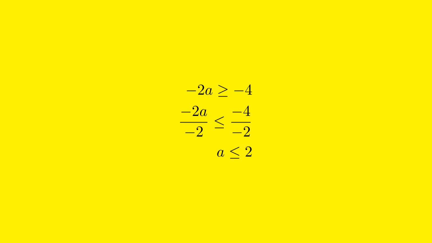In interval notation, this solution can be represented as the interval from minus infinity to 2, including 2. This is written as open bracket minus infinity, comma 2, closed bracket. To summarize, the solution to the inequality minus 2a plus 5 greater than or equal to 1 is a less than or equal to 2, and in interval notation from minus infinity to 2, including 2.